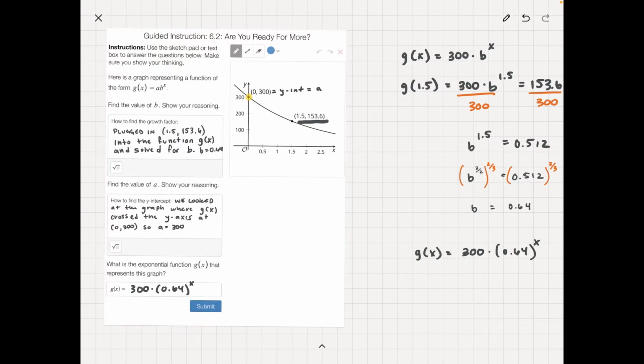So just by knowing the graph, 2 points on the graph, I was able to figure out the equation 300 times 0.64 raised to the x power. Now, I want to really stress this. This is very similar to what you would do when you were given 2 points on a linear line, and you would find the slope and the y-intercept, and then you would write that in the form of y equals mx plus b. So it should feel very familiar to you. The only part that's a little more difficult is finding b. B is the harder one because you're having to use inverse operations with exponents.